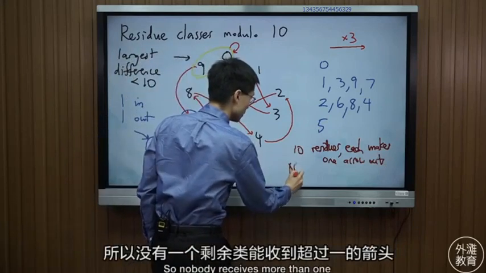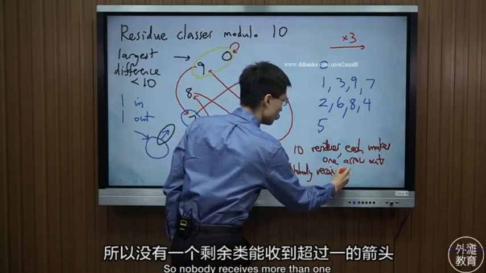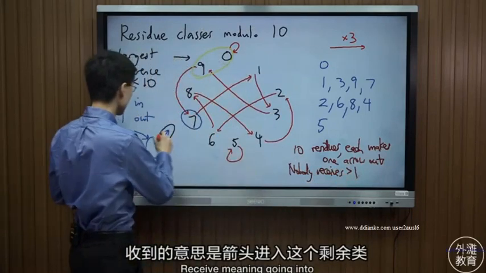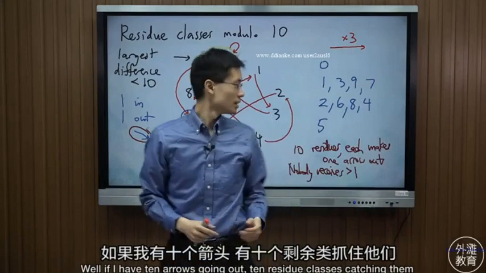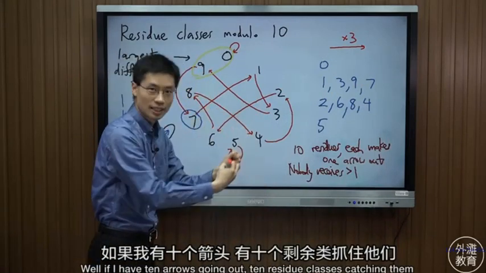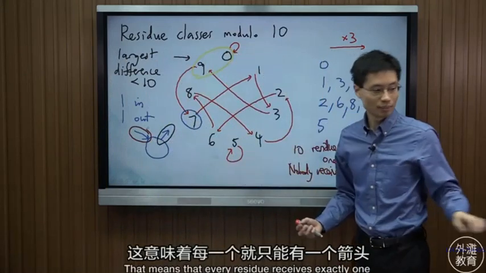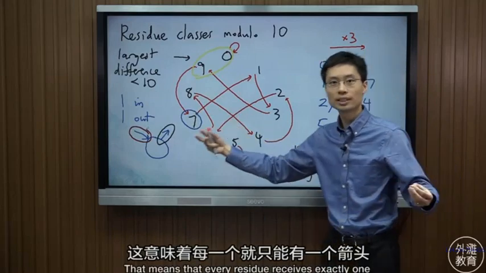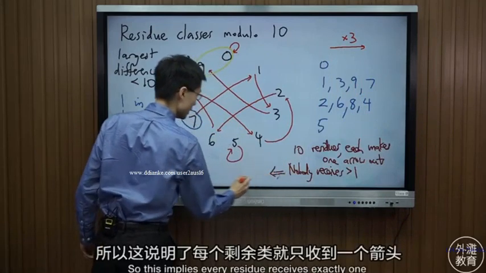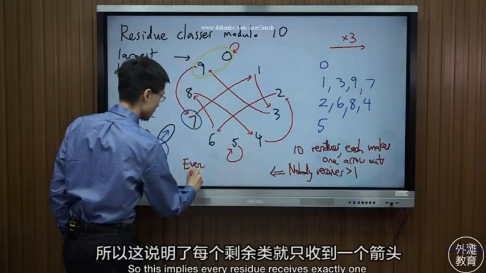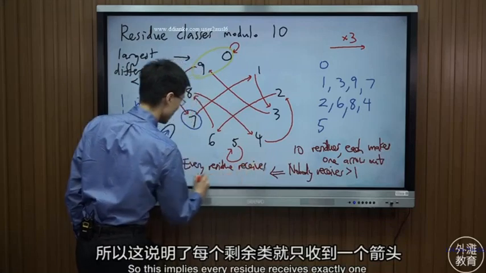So nobody receives more than 1. Receive meaning going into you. Well, if I have 10 arrows going out, 10 residue classes catching them, but nobody receives more than 1, that means that every residue receives exactly 1. So this implies every residue receives exactly 1.